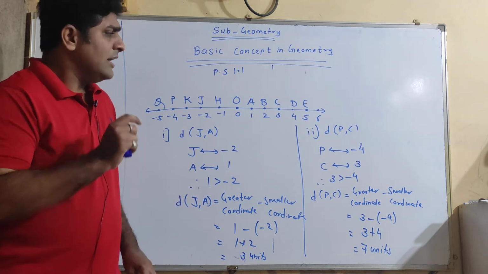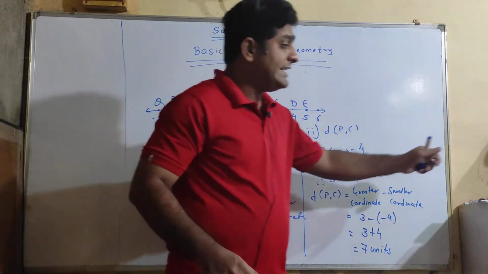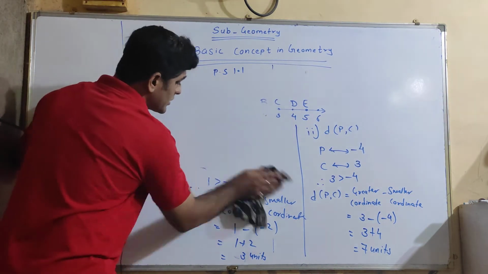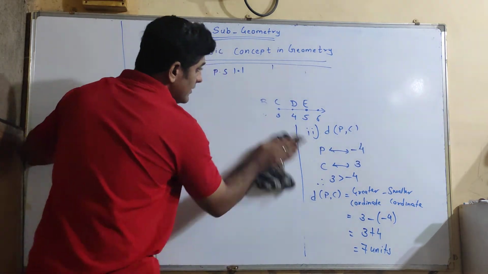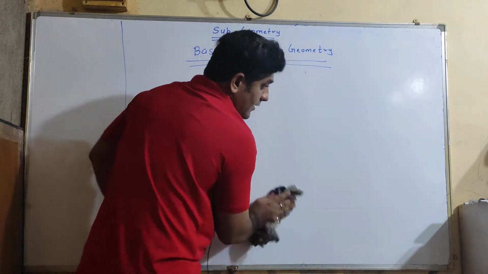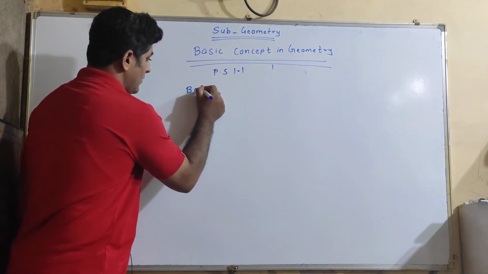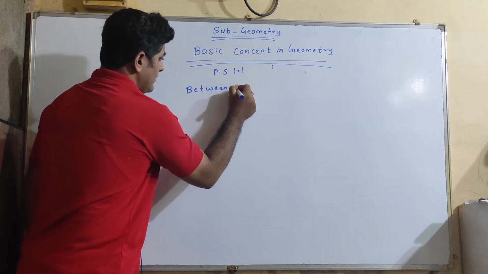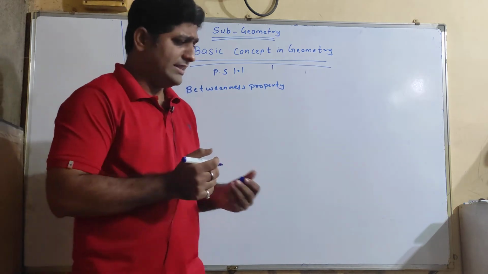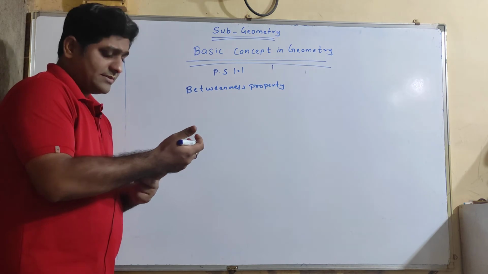Is it clear, students? Now after understanding how to calculate distance between any 2 points on the number line, students, let us understand one important property. The property that we are going to understand is betweenness property. Now, how to understand betweenness property?